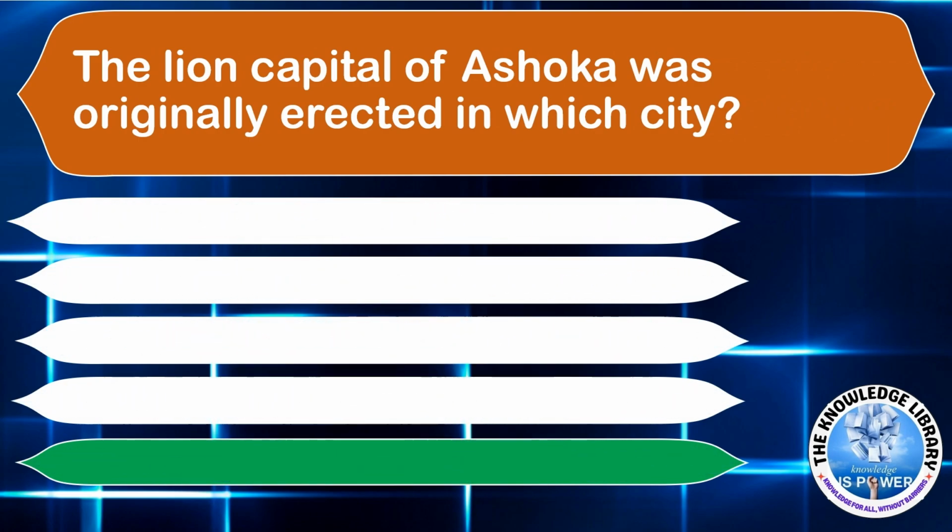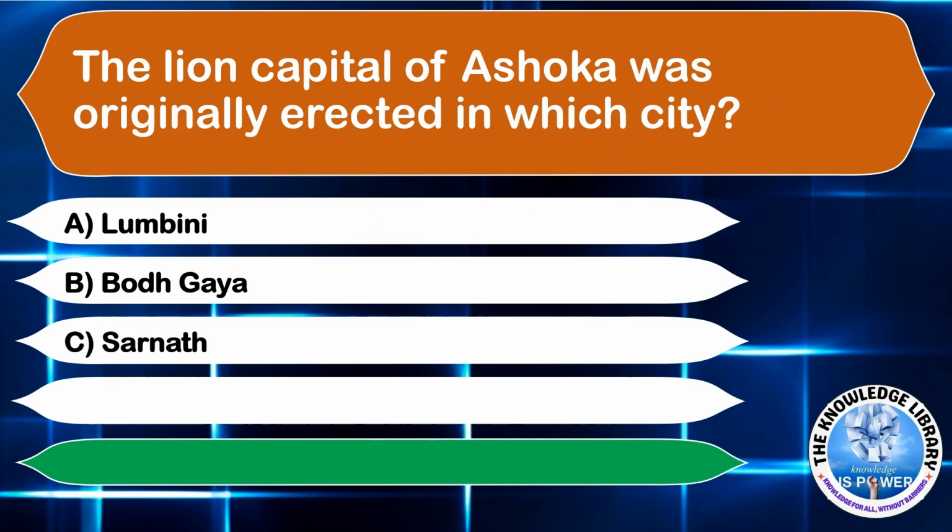The lion capital of Ashoka was originally erected in which city? Option A, Lumbini. Option B, Bodh Gaya. Option C, Sarnath. Option D, Sanchi.